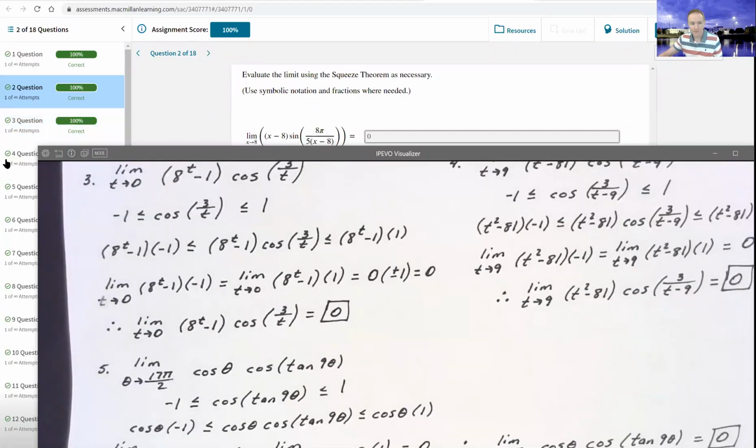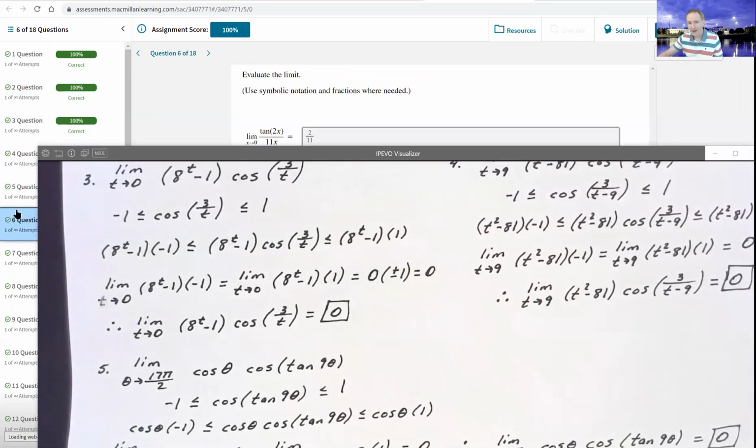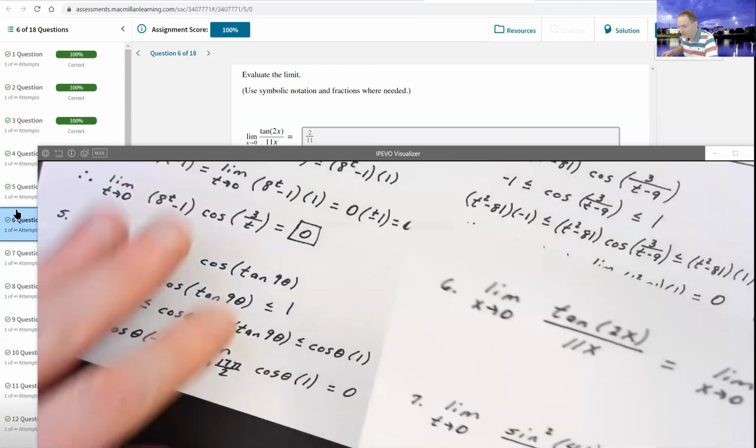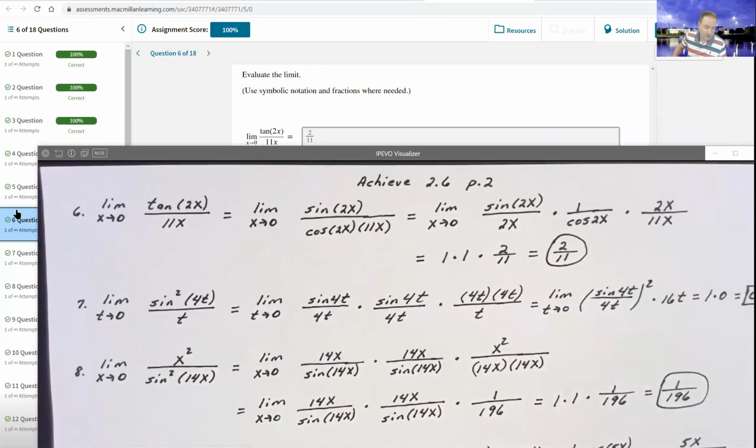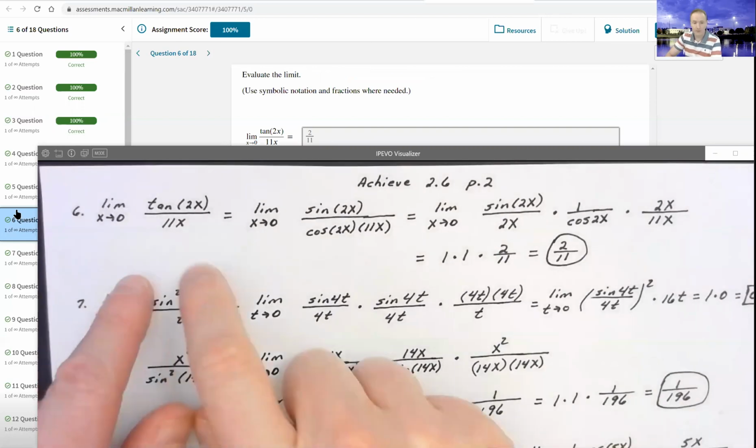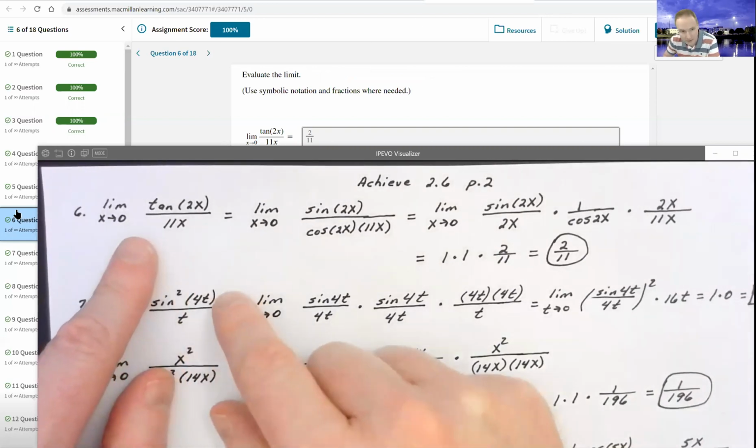Now, I've looked through the first 5 problems that all dealt with the squeeze theorem. After that, they start getting to your other trig identities, which remember, the 2 formulas that you'll need to know for this section are the limit as h approaches 0 of sine of h over h is 1, and the limit as h approaches 0 of 1 minus cosine h over h is 0. The last several problems use those 2 formulas, most of them the sine formula.